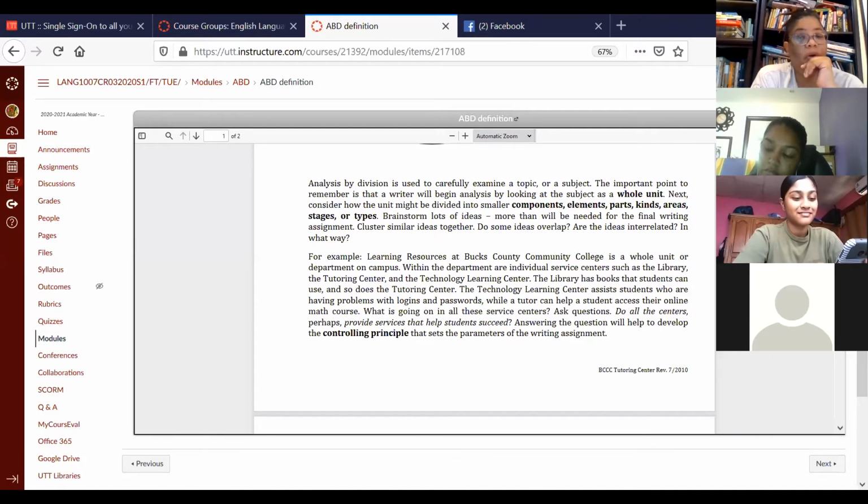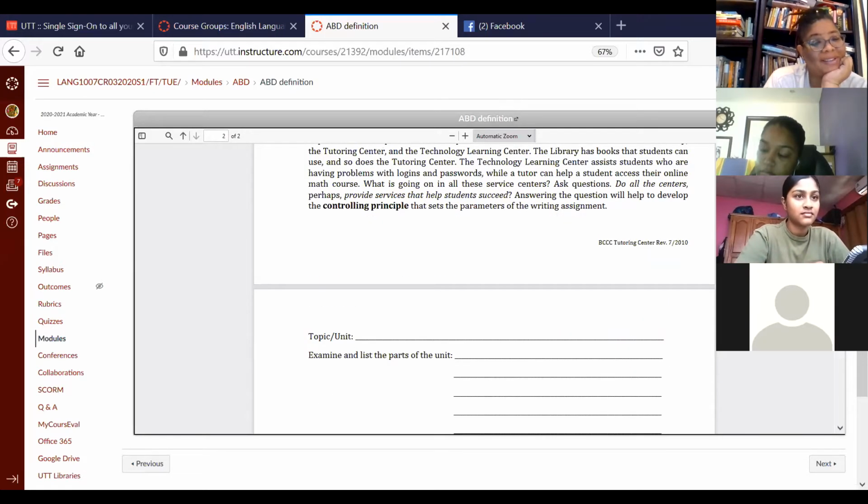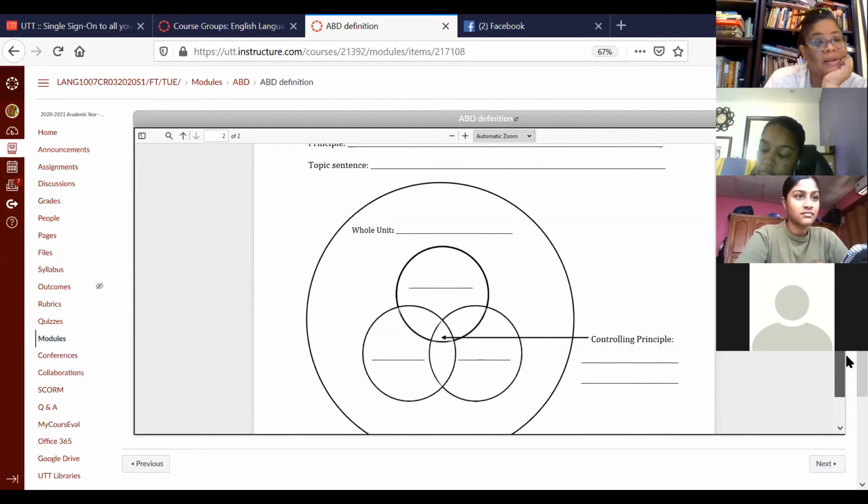So we look for components, elements, parts, kinds, areas, stages, or types. So these are some of the language you would see or use when you're doing an analysis by division. You don't necessarily have to call them divisions, right?